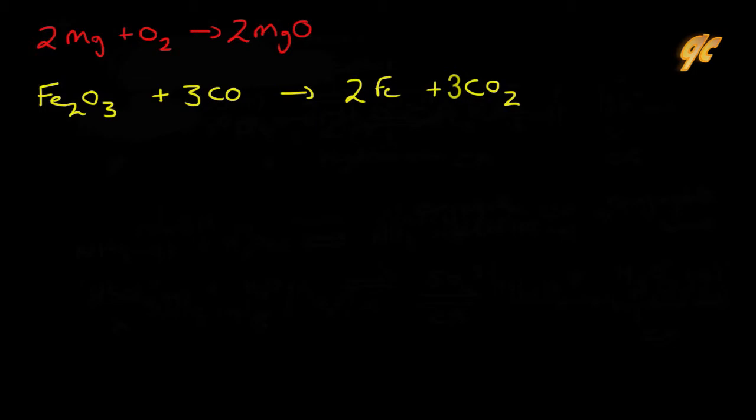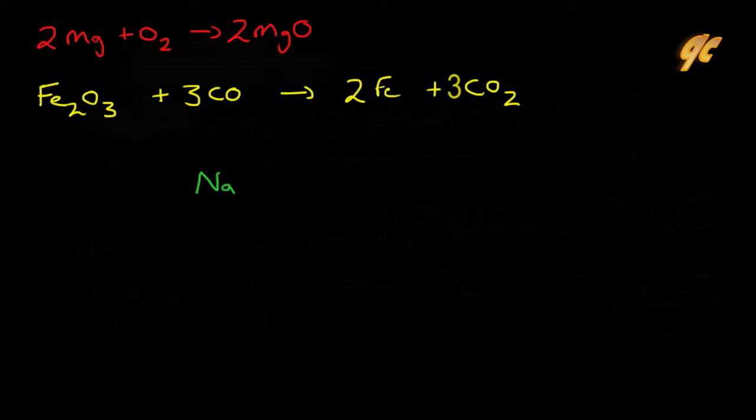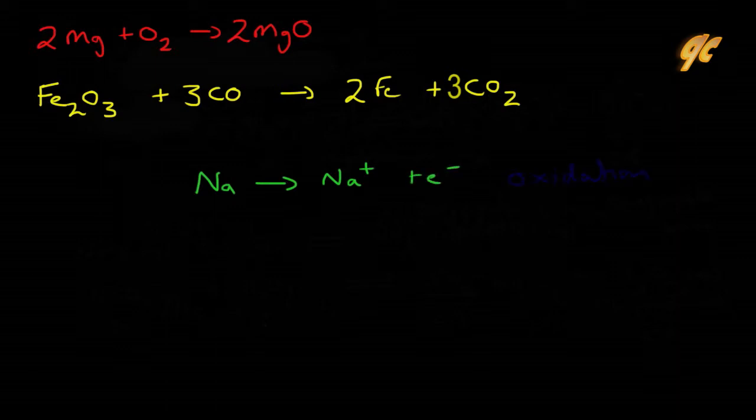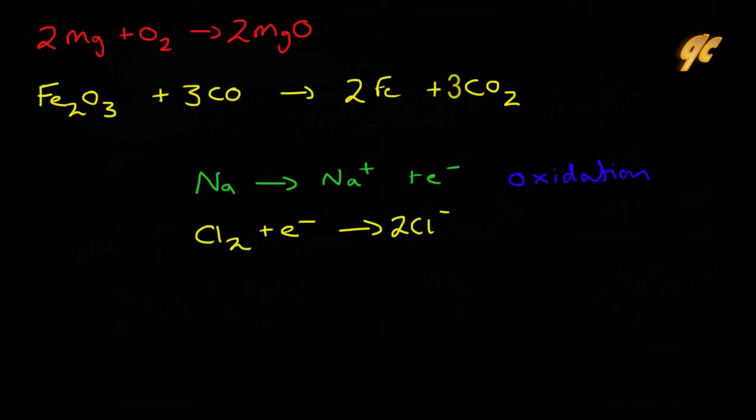Since this theory, it's been determined that oxidation and reduction reactions include the movement of electrons from one species to another. For example, if we were to remove an electron from sodium, this is classed as oxidation. And if we were to add electrons to a chlorine molecule, this would be classed as reduction.